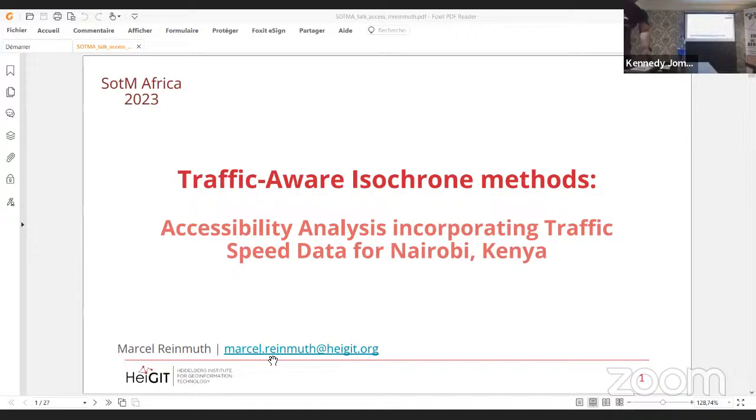Okay, welcome everyone. Amazing to see such a large crowd for this talk. I'm Marcel, from HeiGIT, the Heidelberg Institute for Geoinformation Technology. I have some 20 slides for you on routing, on accessibility, and also using traffic data with it. Here we go. Next slide.